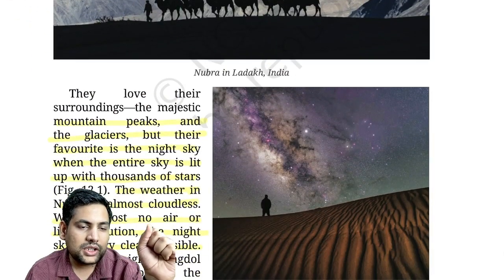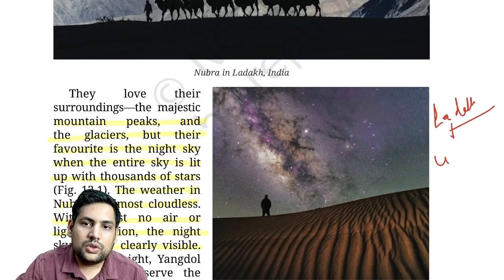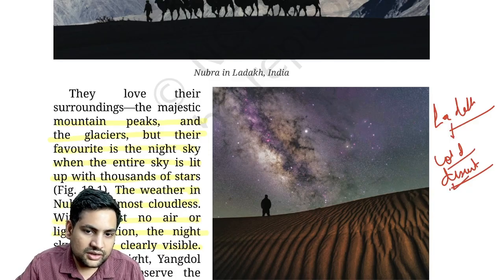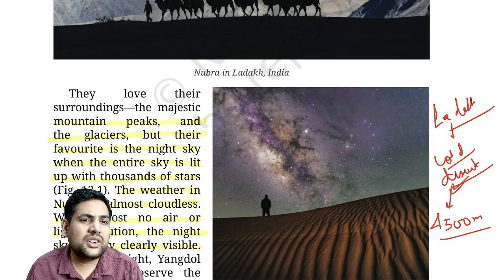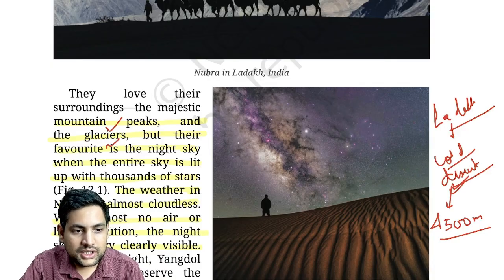See, what is this? This is Ladakh. Now, you must know that Ladakh is a cold desert. Because of being a cold desert, it is also at a very high altitude, close to 4,500 meters. So it has everything. It has very high mountain peaks, it has glaciers, and it is very famous for its night sky.